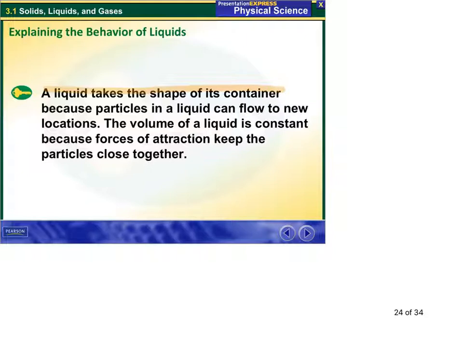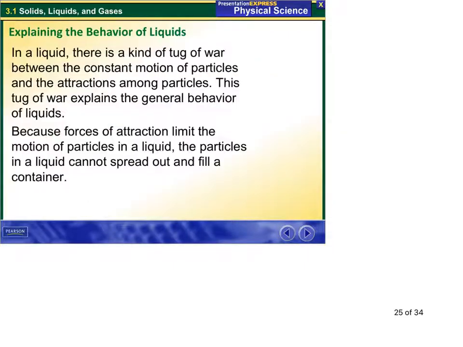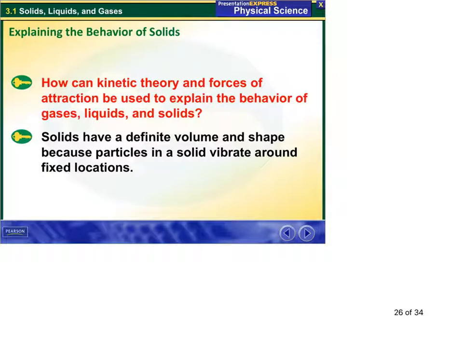So, key point, a liquid takes the shape of its container, because particles in a liquid can flow to new locations. The volume remains constant because the forces of attraction keep the particles together. In a liquid, it's kind of like a tug of war between the constant motion of the particles and the attraction among the particles. Because the forces of attraction limit the motion of the particles in a liquid, the particles cannot spread out and fill a container. And then we get to use kinetic theory to explain solids.